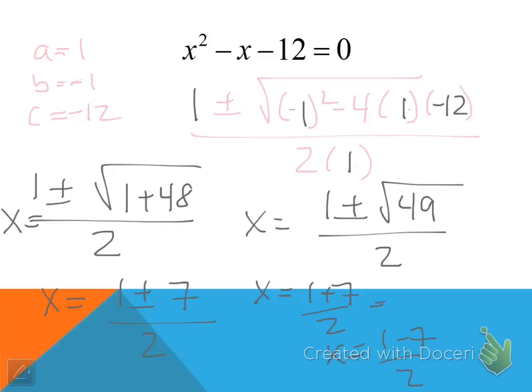So on top, 1 plus 7 is 8. 8 divided by 2 is 4. 1 minus 7 is negative 6. Negative 6 divided by 2 is negative 3. So my x-intercepts are 4 and negative 3.